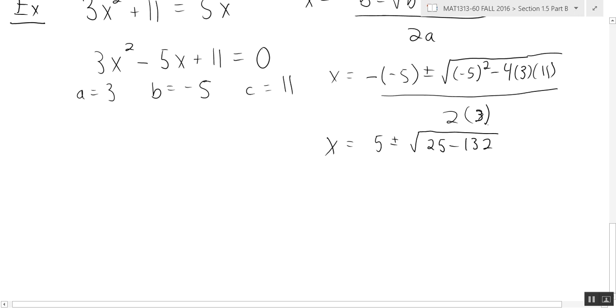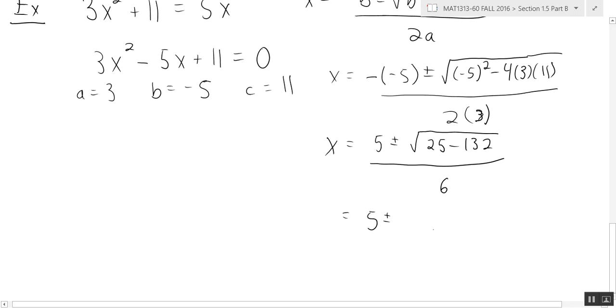132, right? Remember, you can take the first digit, the last digit, and the middle one is the two added together. Again, make sure you multiply from left to right, and make sure that you write down the right positive or negative sign as you go. So I had negative 4 times 3 is negative 12. Negative 12 times 11 is negative 132. That's all over 2 times 3. That's 6. So let's simplify under our radical.